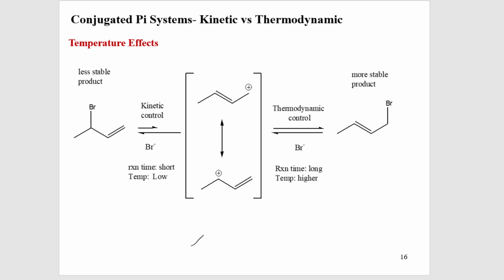If we had started with this system, just like we did. So this is our starting material. Okay, our starting material. And we added the HBr, just like what we did. I immediately form, with pi base, the secondary carbocation.